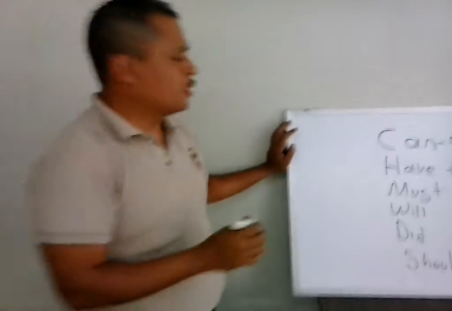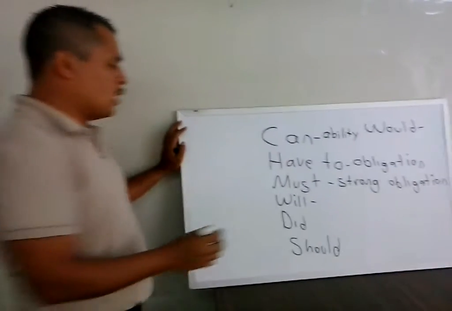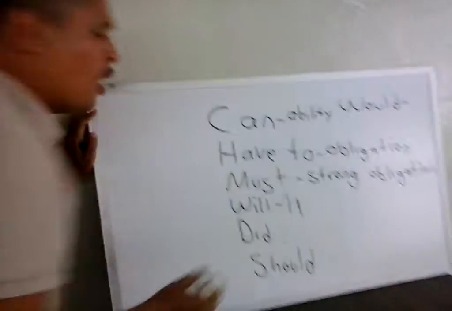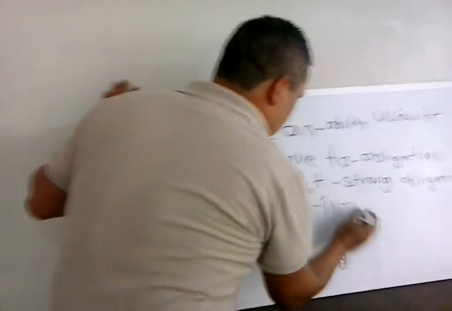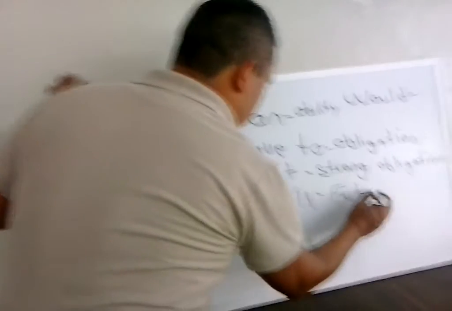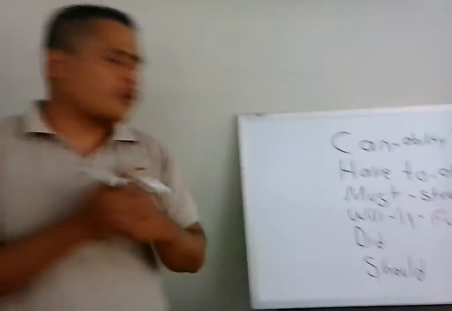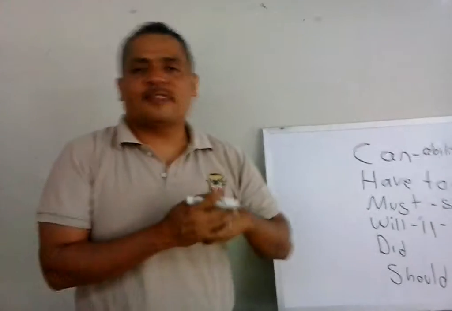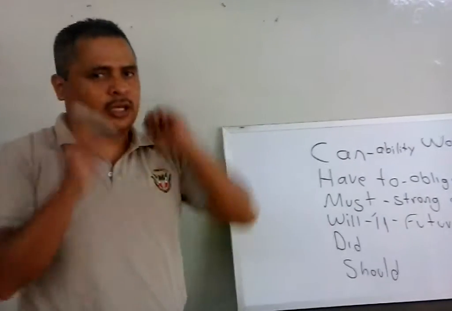Strong obligation. Then we have will. Will indicates future actions and decisions. For example, I will go to a park.